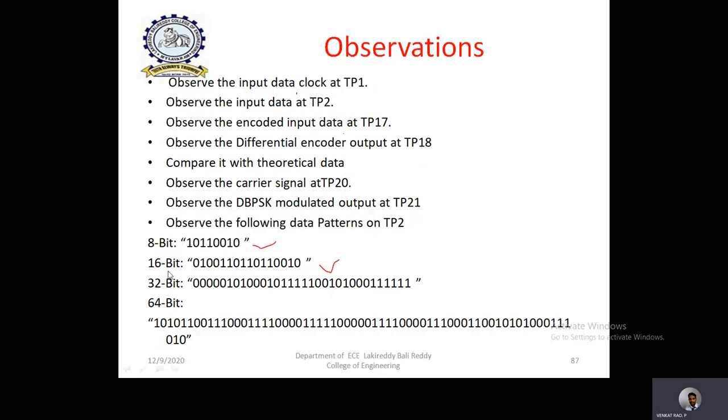These are the corresponding 8-bit, 16-bit, 32-bit, 64-bit sequences which are generated from this particular kit. So if you want to observe the 8-bit data, it is already given. You can compare by observing the CRO screen, whether it is the same or not. Clear?